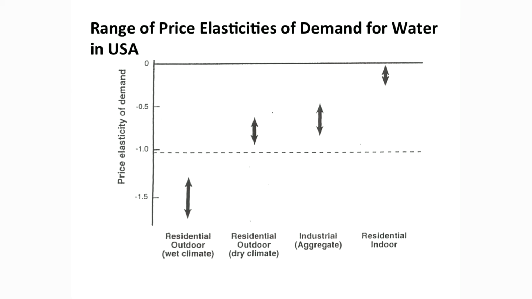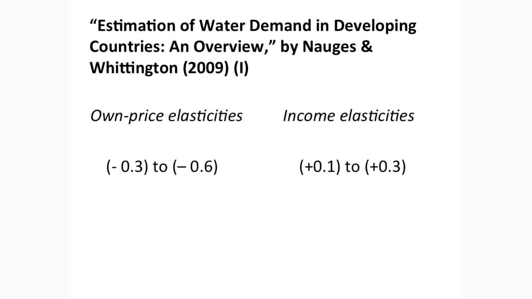In their review of the literature on water demand in developing countries, Nauges and Whittington summarized the findings on price and income elasticities for household water use in low and middle-income countries. They report price elasticities for households with pipe connections between -0.3 and -0.6. Note that these estimates reflect changes in both indoor and outdoor water use. Indoor water use alone will be more inelastic, for example -0.2. They report income elasticities of +0.1 to 0.3.